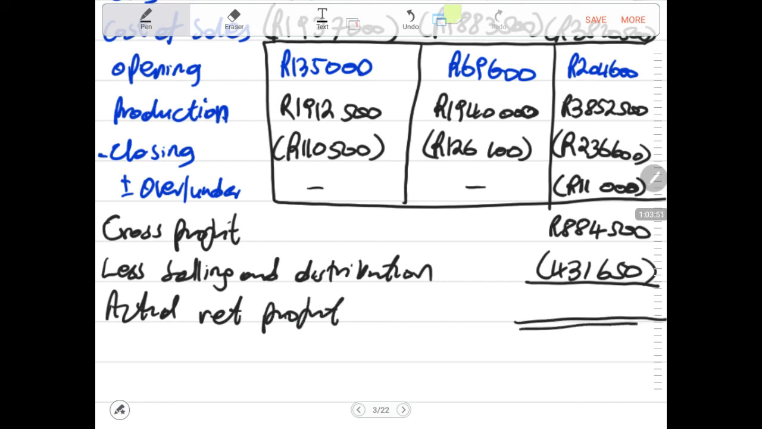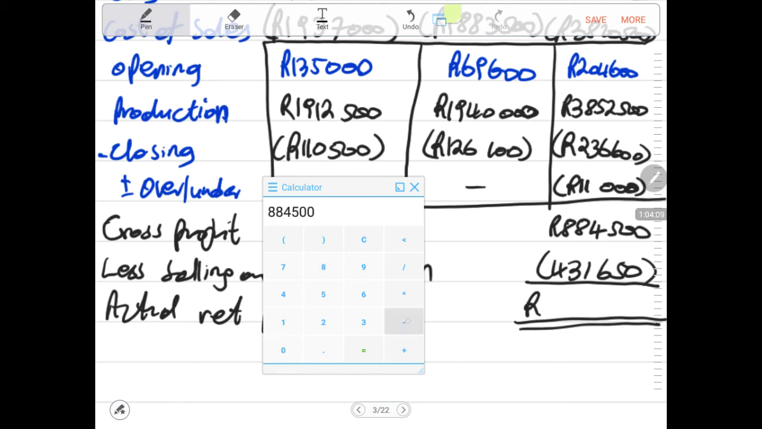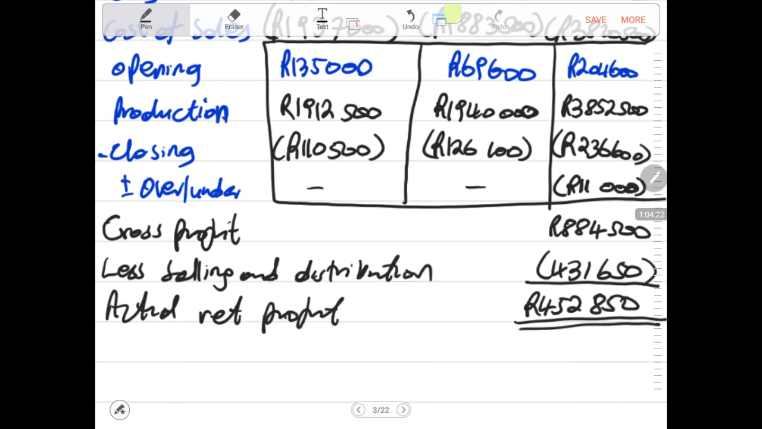Actual net profit. I want to highlight the fact that packaging cost is the cost to package a product, meaning we cannot sell a product that is not packaged. For us to manufacture a complete product, we need to package it. So our packaging cost is part of the manufacturing cost. 884,500 minus 431,650, we get 452,850. Then this becomes our actual net profit according to the absorption costing.